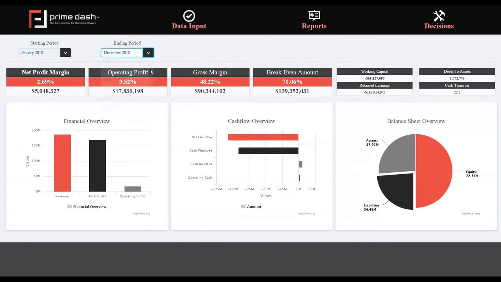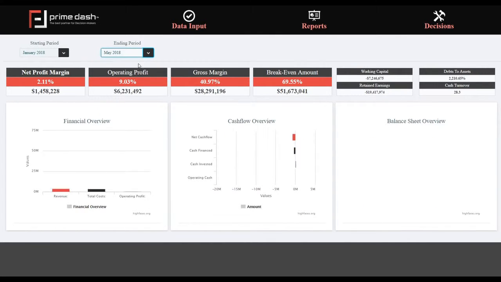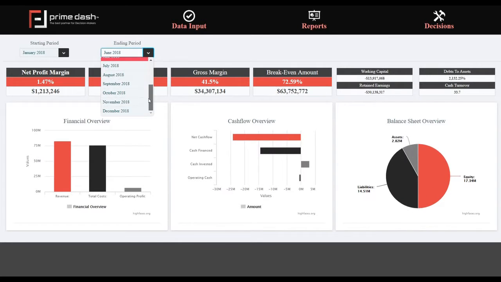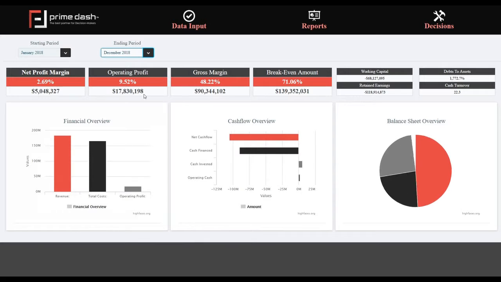With the Prime Dash dashboard, you can also switch from period to period to determine your performance for each period, or combine all your financial performance. This dashboard is also the screen you'll see every time you access Prime Dash.